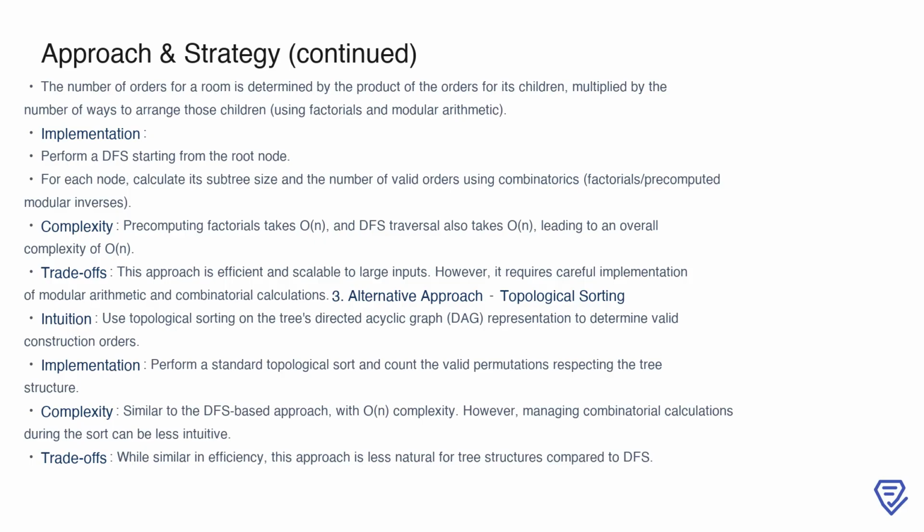To implement this, we perform a depth-first search starting from the root node. As we traverse the tree, we calculate the size of each subtree and the number of valid orders for that subtree. Pre-computing factorials and their modular inverses beforehand allows us to quickly compute the arrangements without redundant calculations.